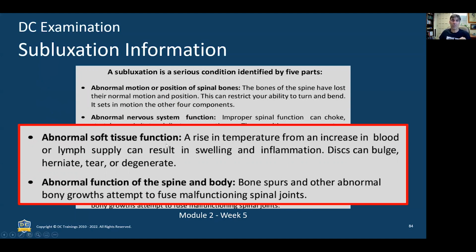So the abnormal soft tissue function is a component of subluxations where there's a rise in temperature from an increase in blood or lymph supply, which can result in swelling and inflammation. It says disc can, sorry, I'm reading around the camera here, can bulge, herniate, or tear, or degenerate. So if there's swelling, essentially, if you can feel a spot along the spine where there's a subluxation and it's sore to the touch, that right there will indicate a rise in temperature, which you may want to do a thermal scan for. Or you may say, based on the inflammation, this is not something that just showed up overnight. This is something that's been building up for a while.